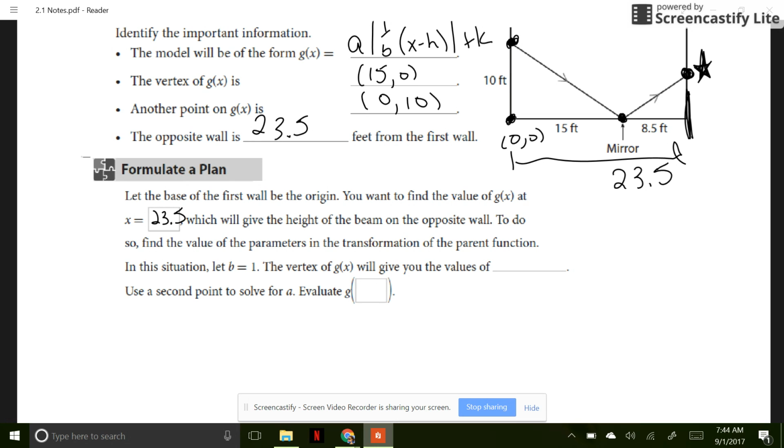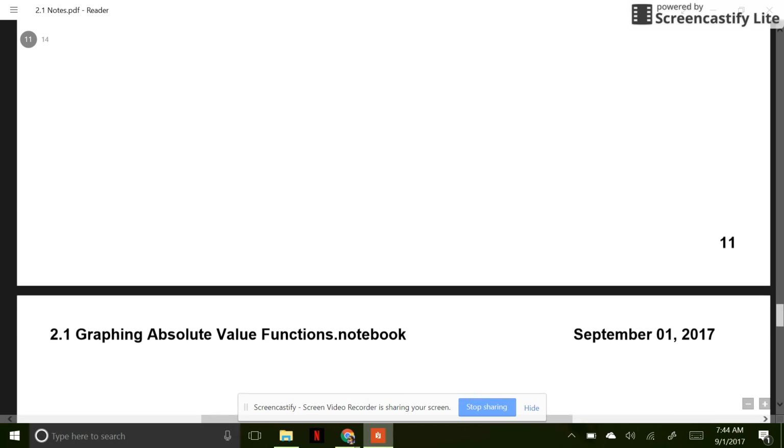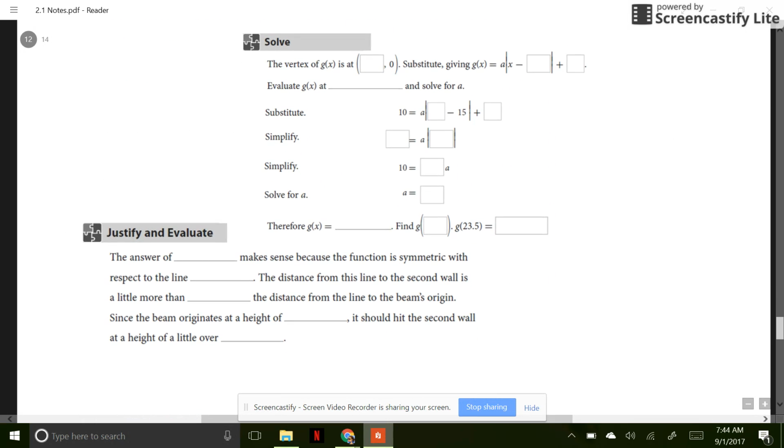To do so, we find the values of the parameters and the transformation of the parent function. Again, like I said, we usually let b be 1. The vertex of g of x will give you the values of h and k, our horizontal and our vertical translation. And then we'll use that second point to solve for a. Once we've solved for a, we'll plug in our input of 23.5 to find our height.